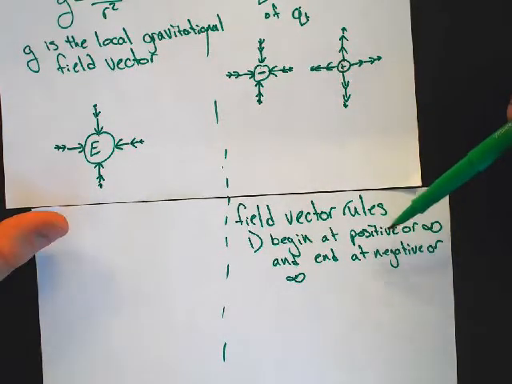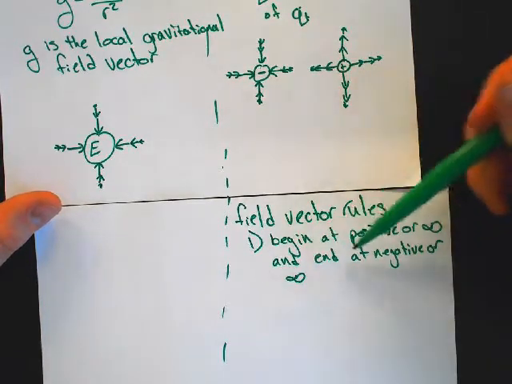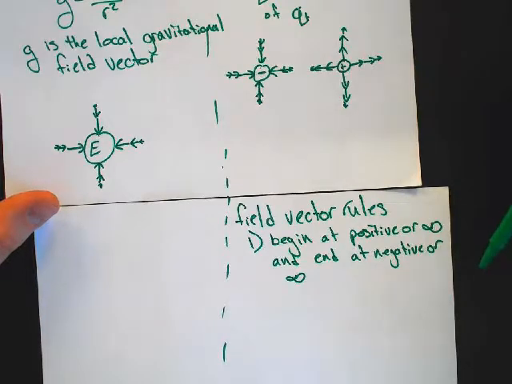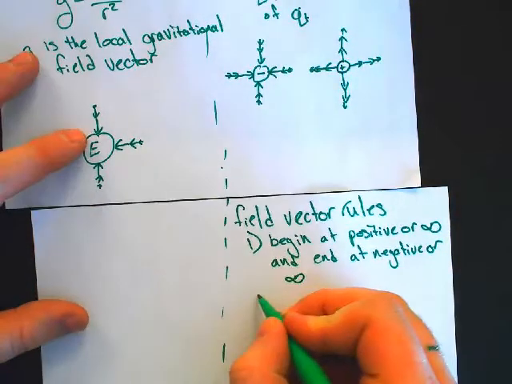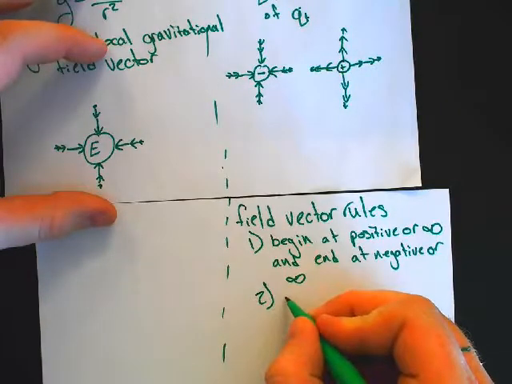Field lines begin at positive charges or infinity and end at negative charges or infinity. Is that clarification? Right. Second rule: field vectors are always proportional in number to the size of the charge.